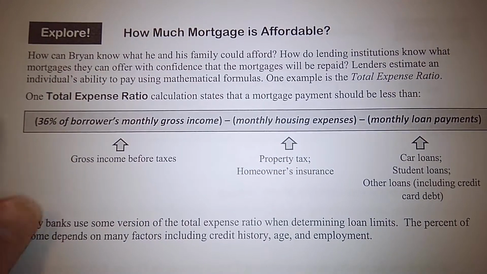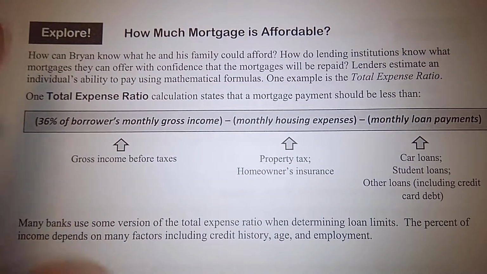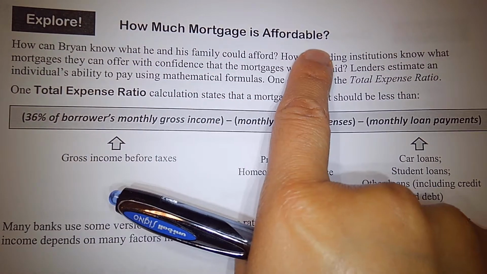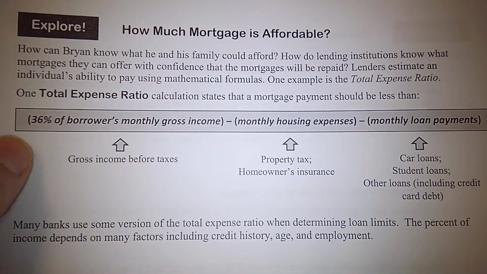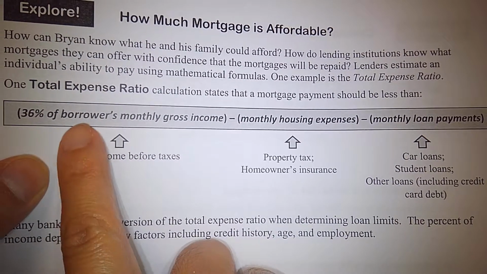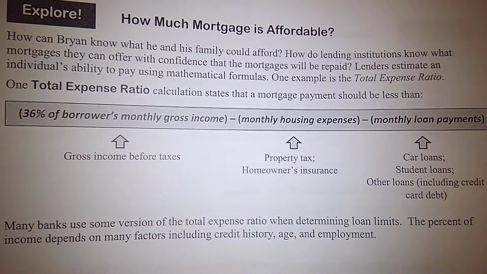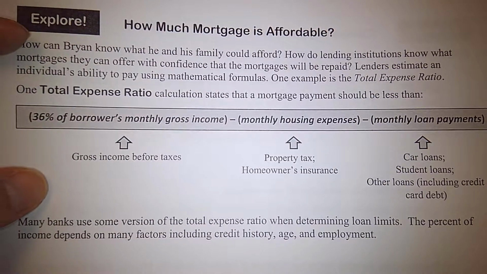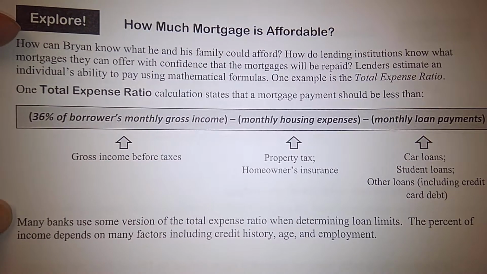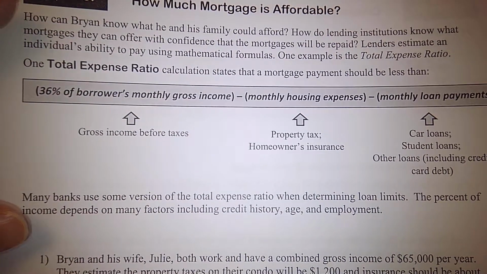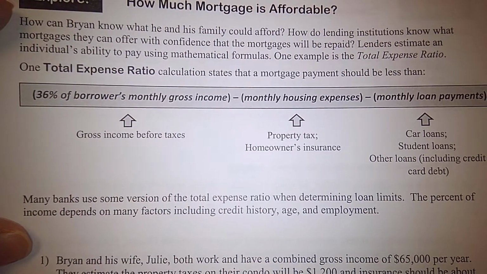On page 144, this is one type of problem to compute how much mortgage is affordable, and this formula is given. This is called a total expense ratio. I'm going to ask a volunteer to read this top part on this page, also including this paragraph as well. Then we'll look at the specific questions.